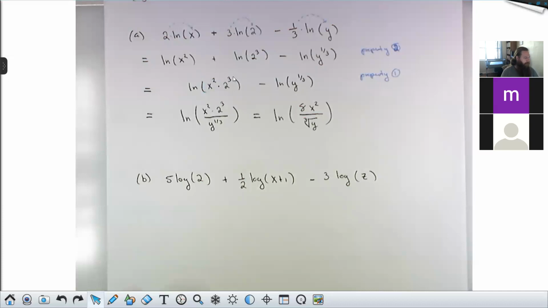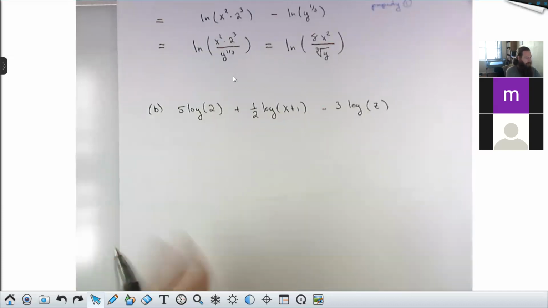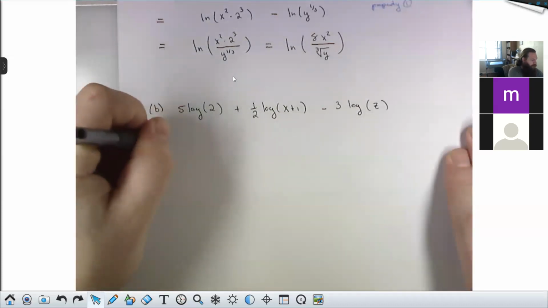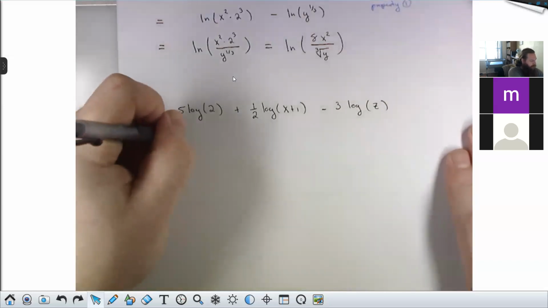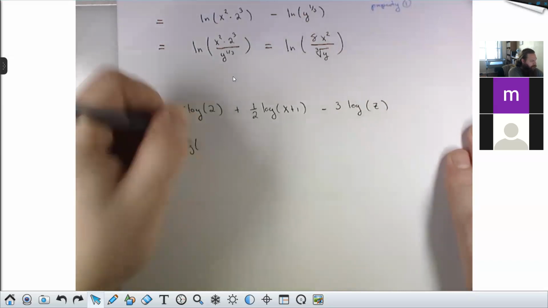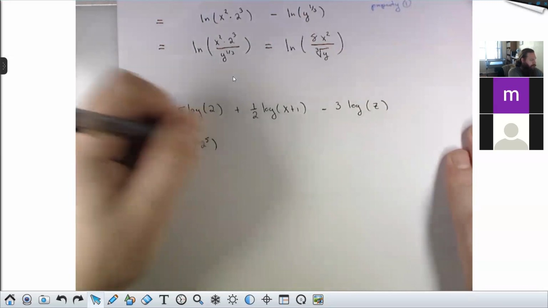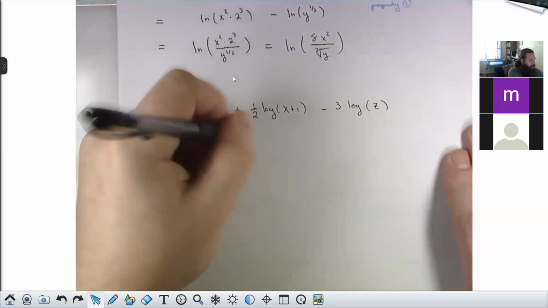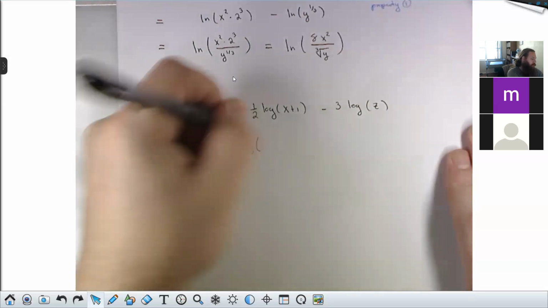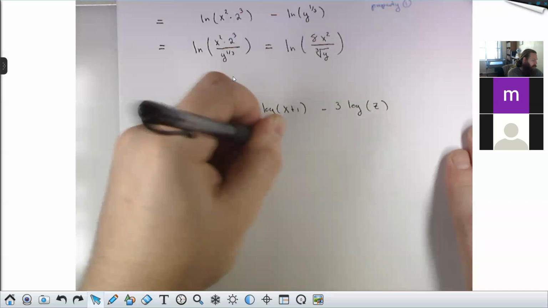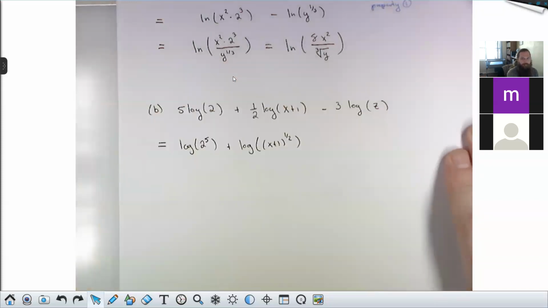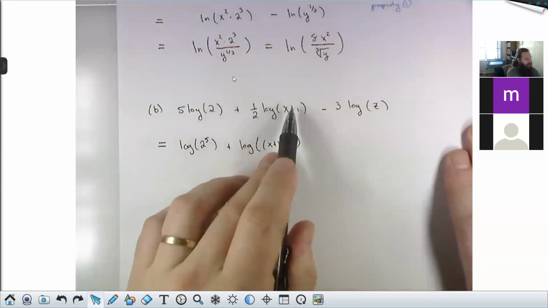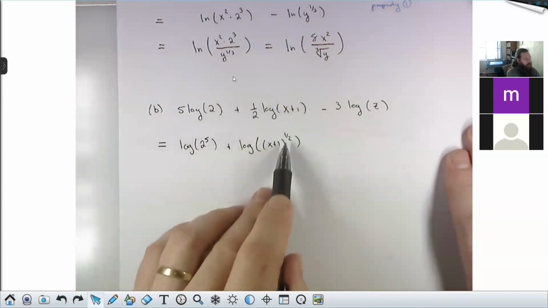All right, let's try part B. Just like in the last one, each of these constants out front can come inside as a power. So I'll have the log of 2 to the 5 plus the log of, and be careful with this, parentheses x plus 1 all to the 1/2. This 1/2 power is coming inside. That means this whole thing inside gets raised to that power.